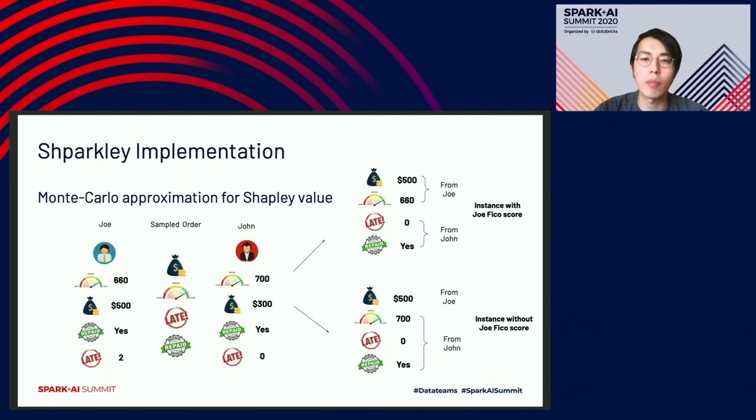So then we feed these 2 instances into the black box model and observe their difference. That difference would be an approximation for the marginal contribution or the Shapley value for the FICO score. We then run this procedure many, many times, and by the law of large numbers, we would expect that the average of these differences would be very close to the actual Shapley value for Joe's FICO score.